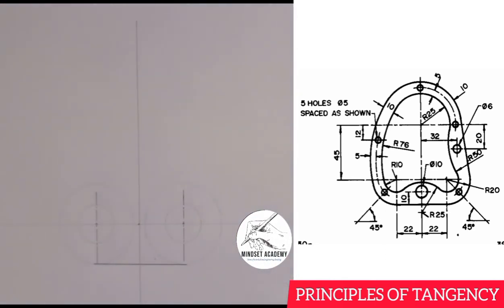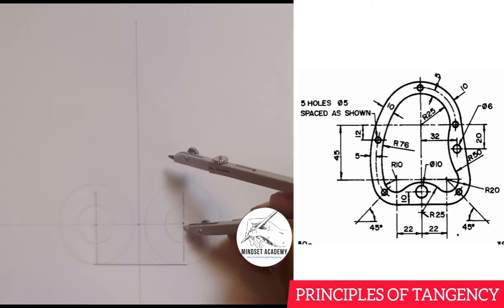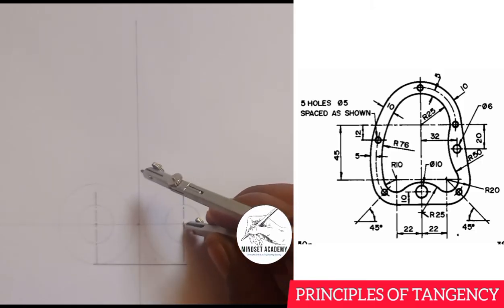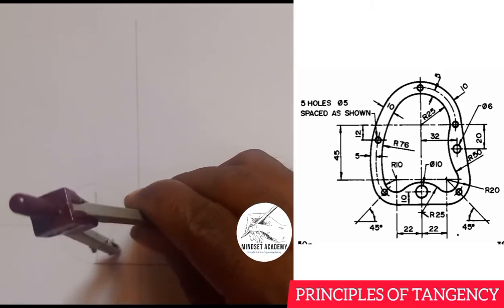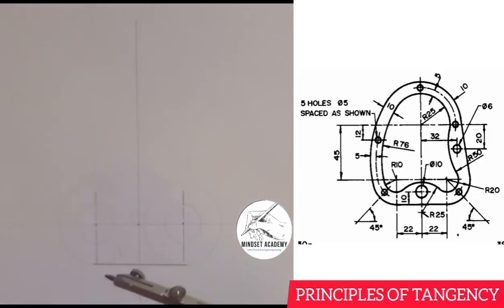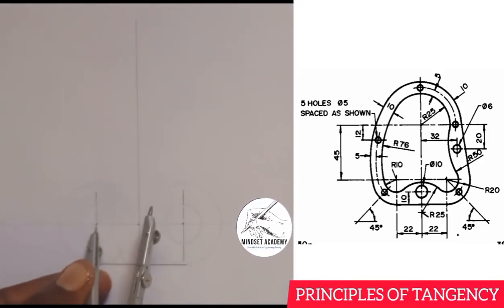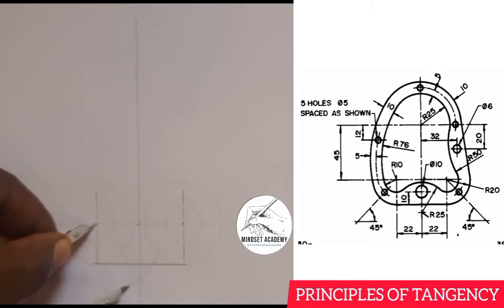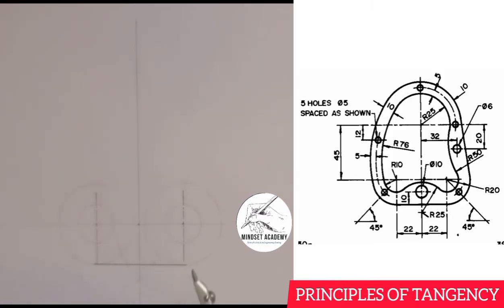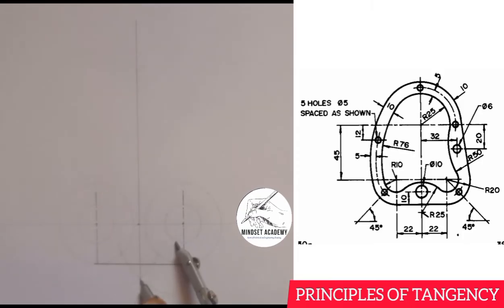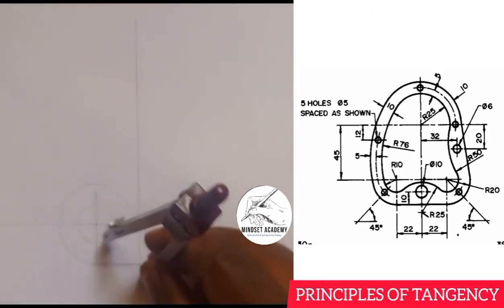I'll place it at the center here, and I'll strike an arc here. I'll come to the other center here too and strike another arc this way. Can you see that? Where they meet will be the center of the circle that is connecting these two arcs here.